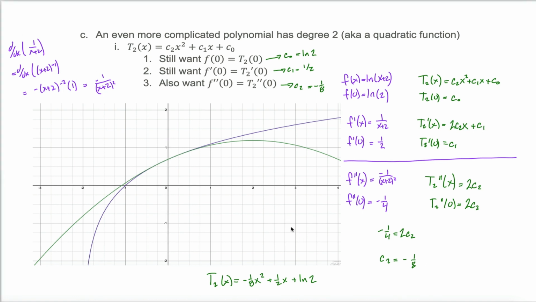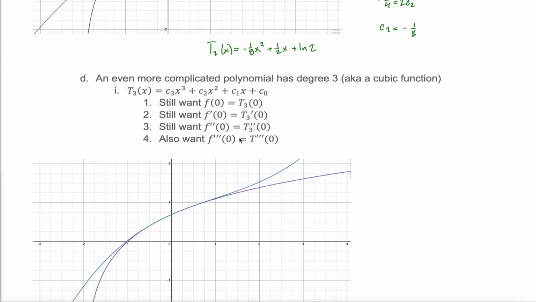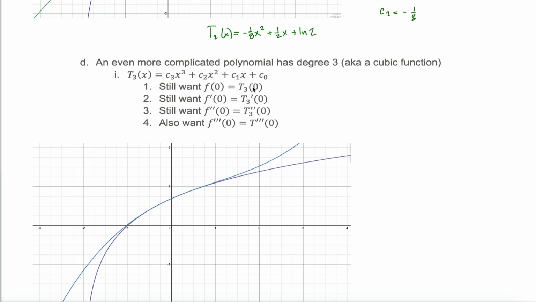Let's go through this process one more time. Let's figure out a third degree polynomial that best fits this function in purple. Well, let's see. We'd certainly want the heights of the function and the height of the polynomial to be the same, so f of 0 should be the same as T3 of 0. We want their slopes when x equals 0 to be the same, so the first derivative of the function at 0 should be the same as the first derivative of the polynomial at 0.